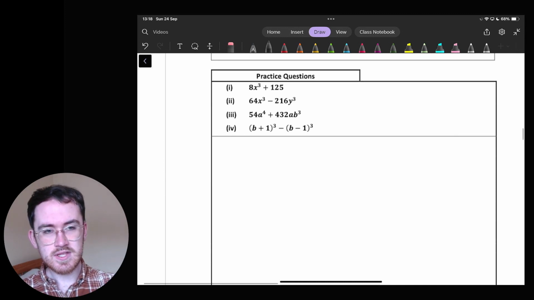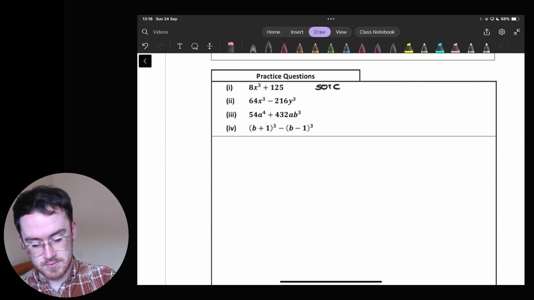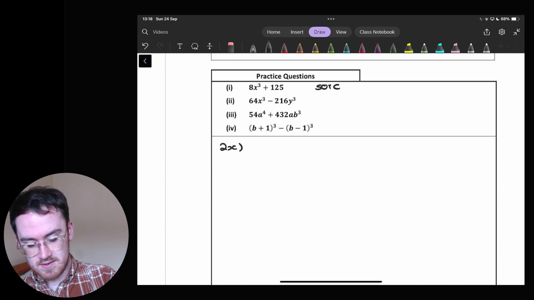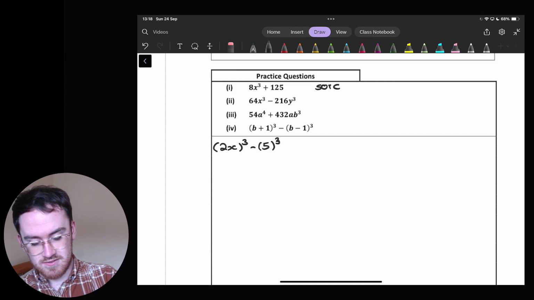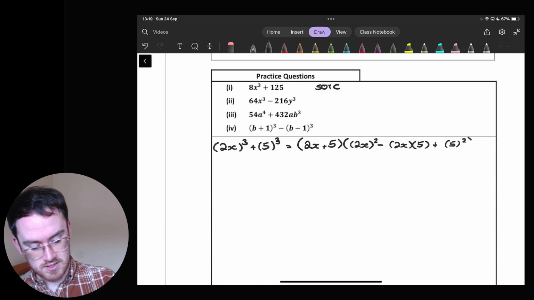So looking then at some of these practice questions. The first one here is obviously a sum of two cubes. So again, we'll start off by rewriting each term as something cubed. So that's going to be 2x cubed plus 5 cubed. Then subbing into our formula as before, it's 2x plus 5. The first sign matches up with the question. The second sign is the opposite. And the last sign is always a plus. And it's b squared at the end there.